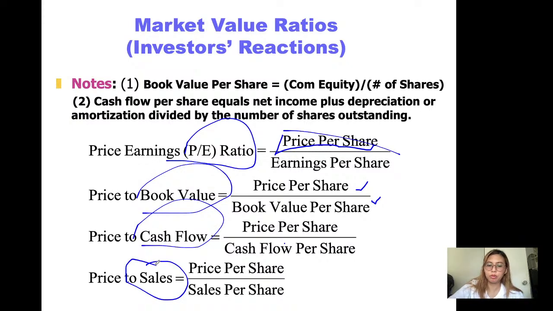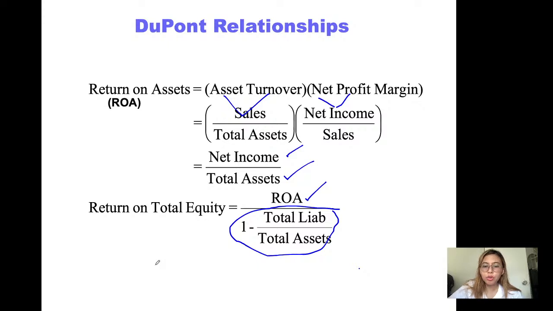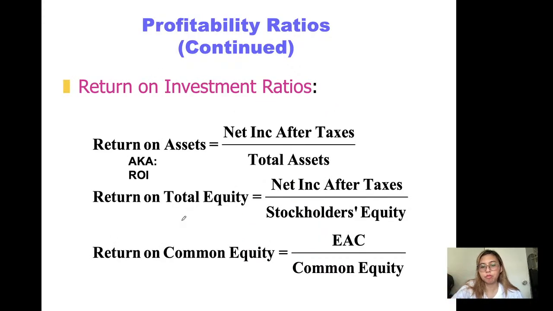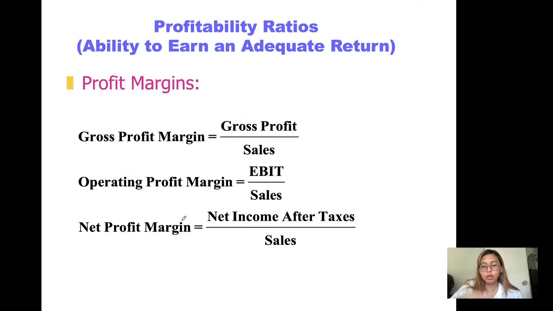Para hindi kayo malito. So, kung ano yung unang sinabi dun sa problem, return on, okay, yun yung nasa taas. So, kung mapapansin nyo, yan, return on assets, gross profit margin, yan, operating profit margin, net profit margin.